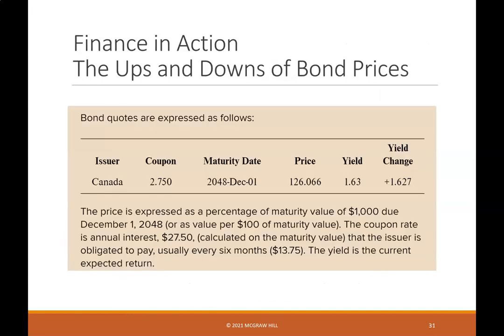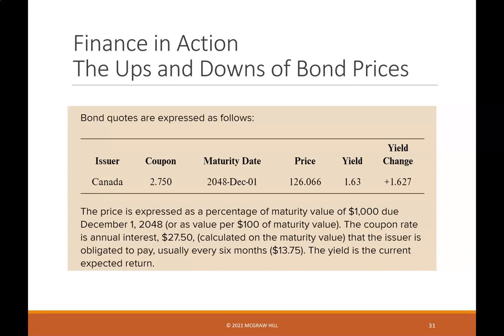Finance in action, the ups and downs of bond prices. Bond quotes are expressed as follows. The issuer, for example, Canada, coupon rate, that's the stated rate of interest, 2.75%. Maturity date, that's the date that the bond matures, December 1st, 2048. The price is 126.066, so that's above par.